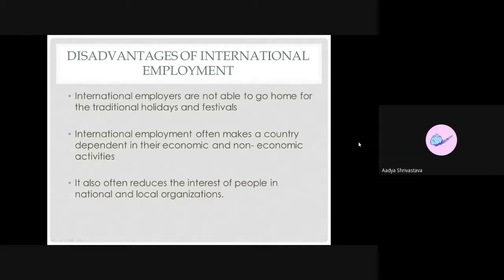Disadvantages of international employment. International employees are not able to go home for traditional holidays and festivals. International employment often makes a country dependent in economic and non-economic activities. It also often reduces the interest of people in national and local organizations.